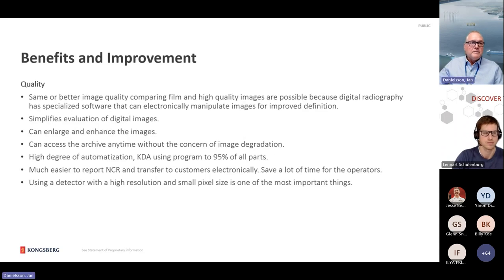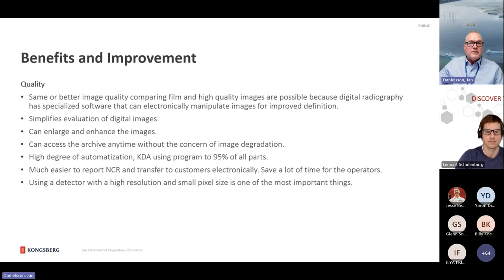And the quality is the same or better. For us, I think it has been better, as I said before. It's much, much easier to review the images when you're sitting looking at the image on a monitor, instead of sitting and looking at the film on the viewer. So that's a big, big difference.